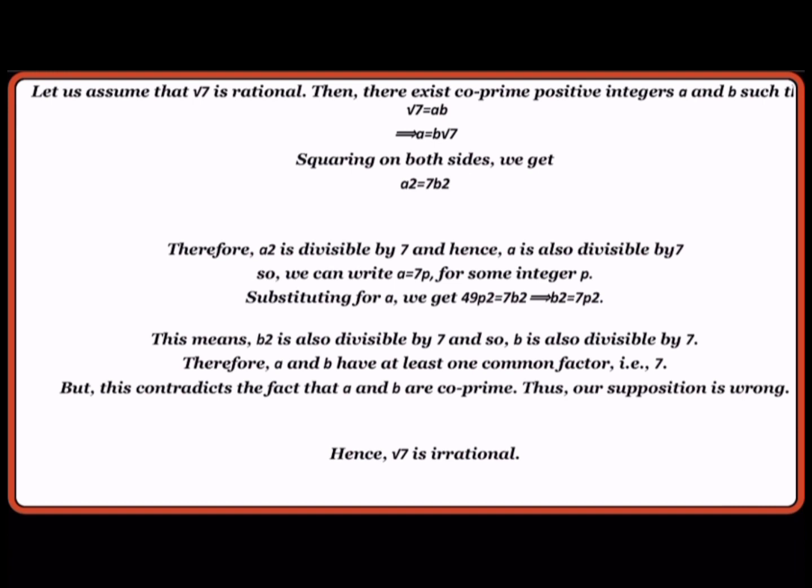Then we have to prove it the other way. We can say a is equal to 7p, and we square it again, and we will get, see, this is where it gets a little bit tricky, 49p square is equal to 7b square. So here, cutting it, b square is equal to 7p square. Here b square is also divisible by 7 and b is also divisible by 7. Now the proving is done. For the concluding part, we can say that a and b have a common factor, that is 7, but this contradicts the fact that a and b are co-prime integers, and our assumption is wrong. So we can say root 7 is irrational.